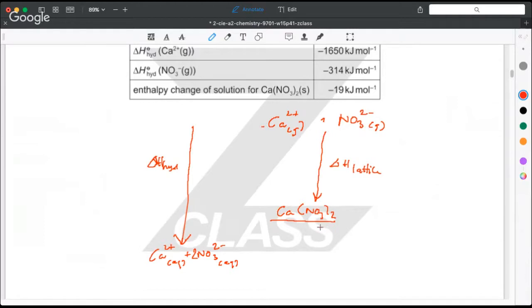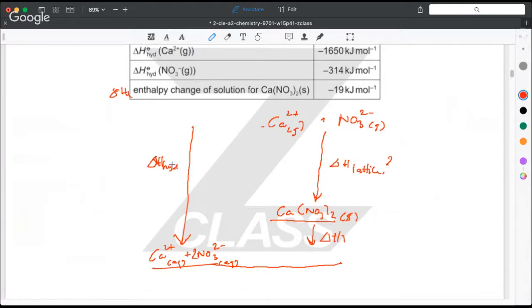And then there's one other step, which is the enthalpy of solution, which is when you take that solid, put the state symbol there, and you dissolve it, so you get the calcium ion and the nitrate ions in water. So they give you that, don't they? Which is the enthalpy change of solution. Let's call that delta H1. That's delta H1 there. You're trying to find this. We don't know what that is.